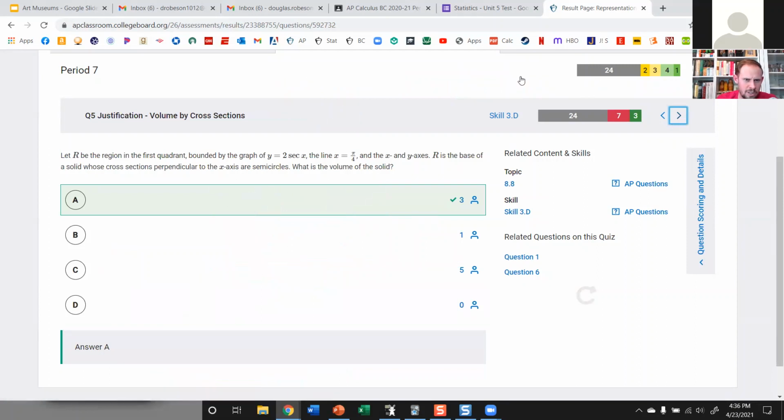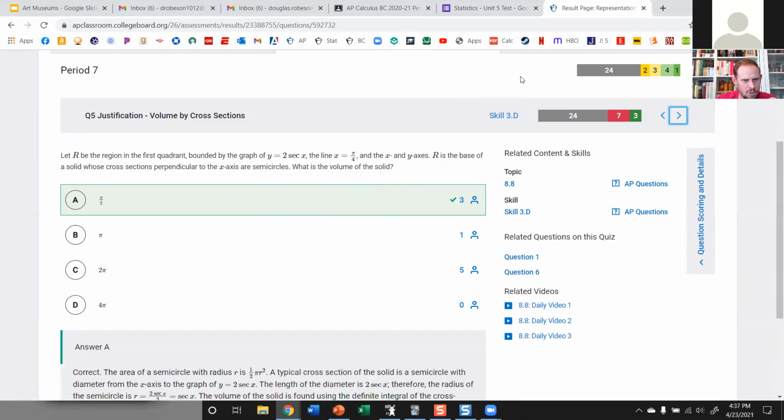Let's see, let R be the region in the first quadrant bounded by the graph y equals 2 secant x, and x equals pi over 4, and the x-axis and y-axis. R is the base of a solid whose cross sections perpendicular to the x-axis are semicircles. What is the volume of the solid? All right, well, the volume of the solid here is going to be an odd volume.